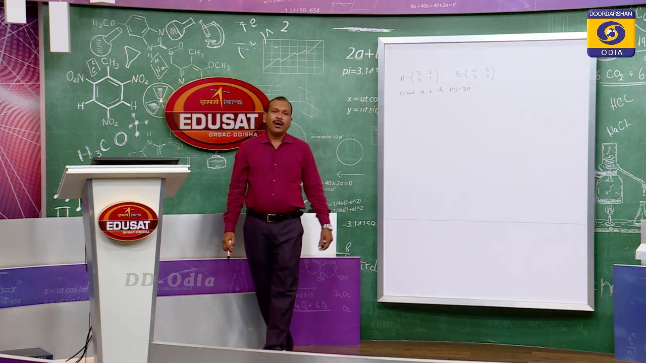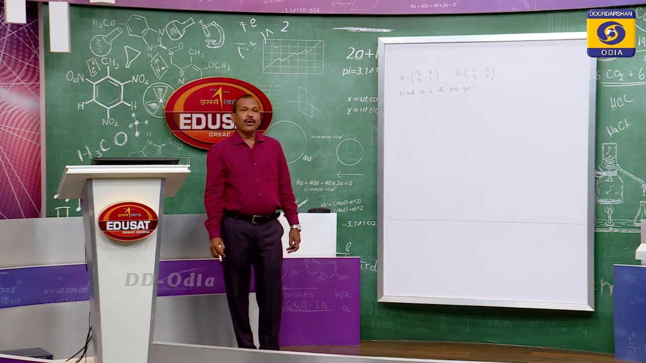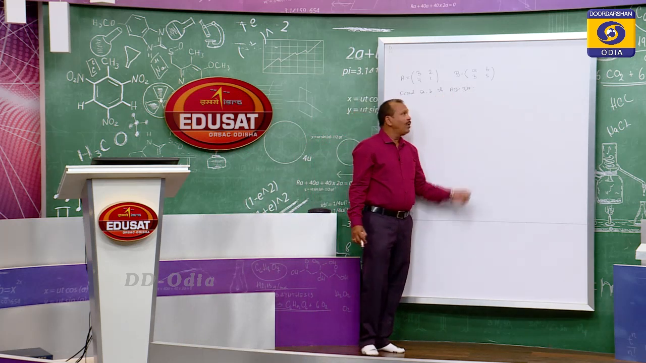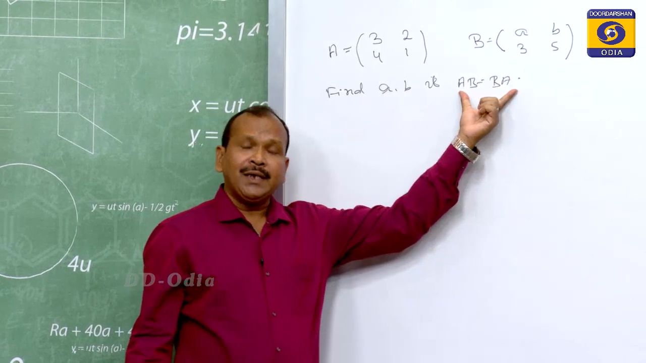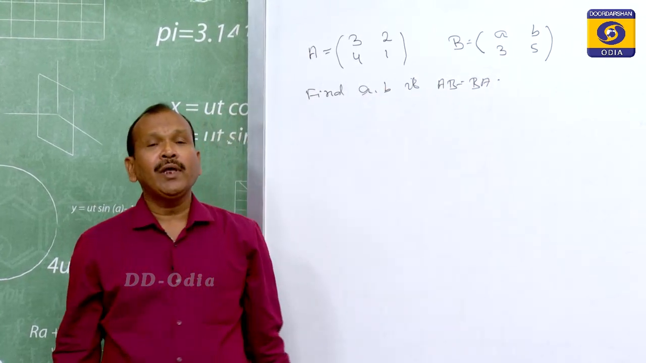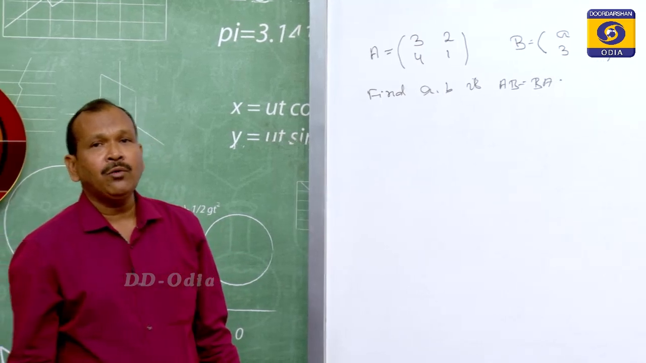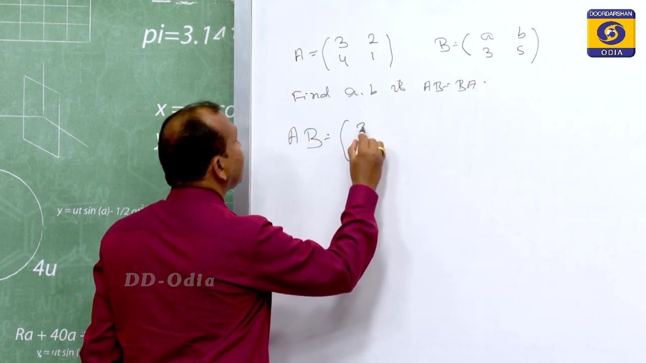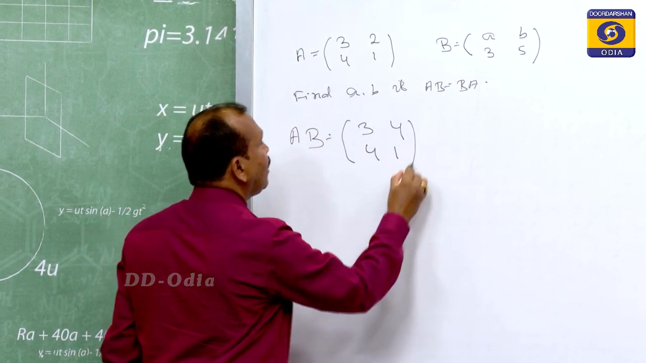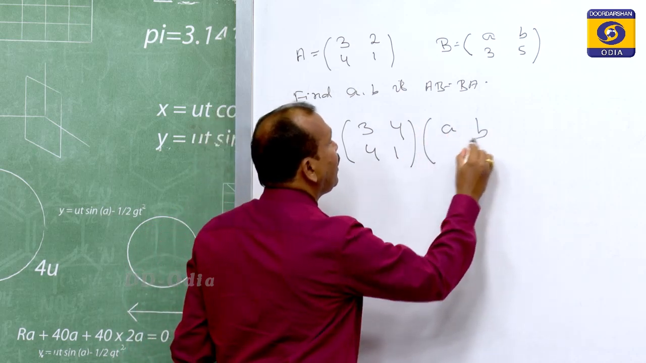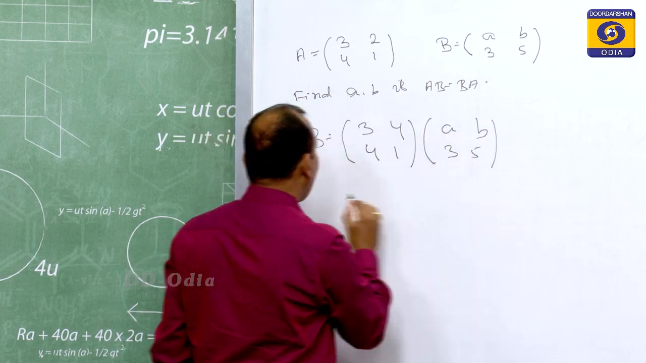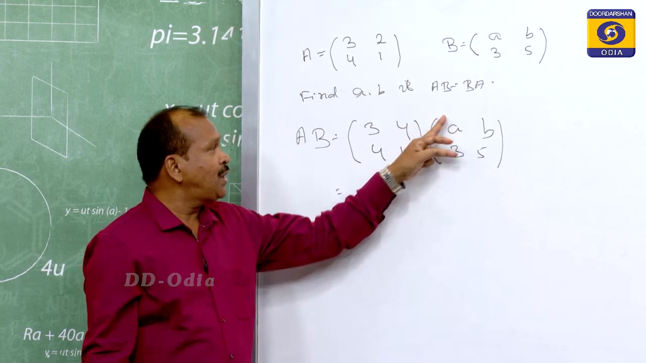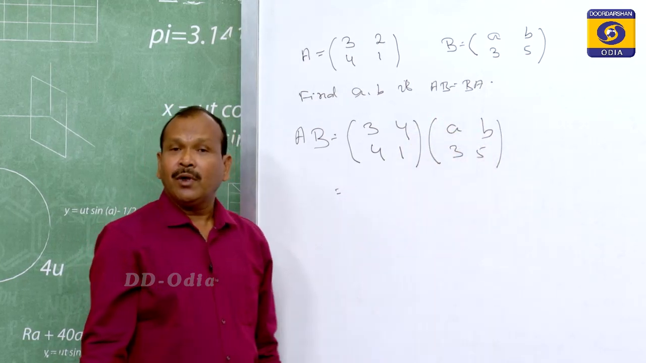Both A and B are matrices having order 2 cross 2. Hence, the AB product is possible and the BA product is possible. Then we have to use the equality of two matrices. Accordingly, we have to find the values of a and b. First, we have to find out AB, the product of two matrices. A is the matrix 3, 2, 4, 1 and B is a, b, 3, 5. The product is found by multiplying the first row of the first matrix with the first and second columns of the second matrix.